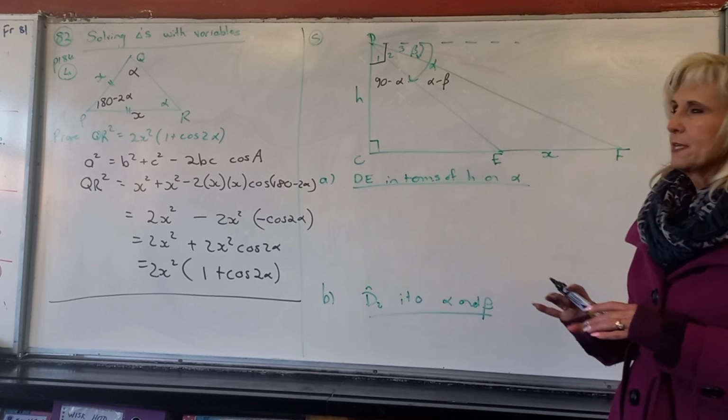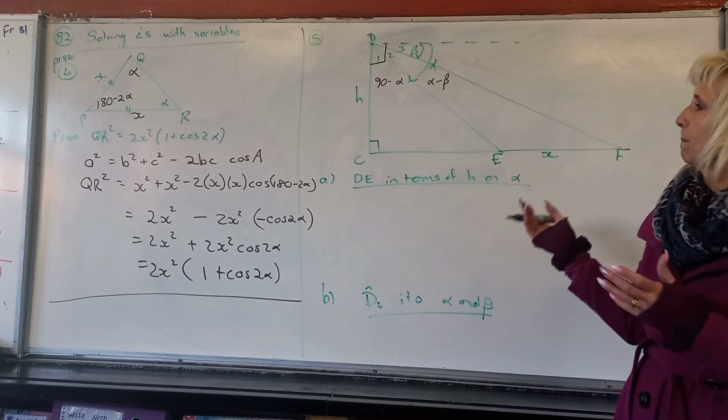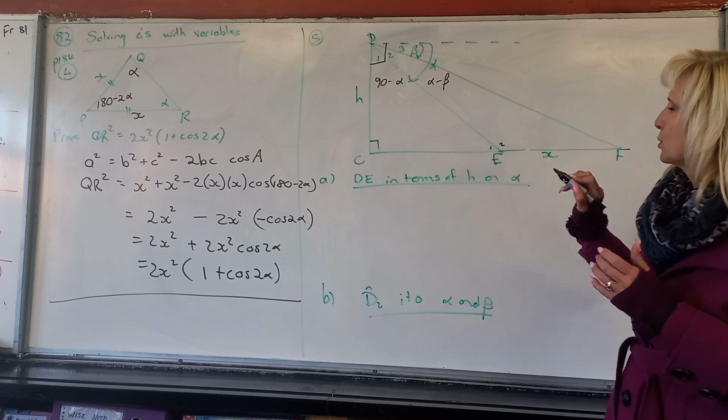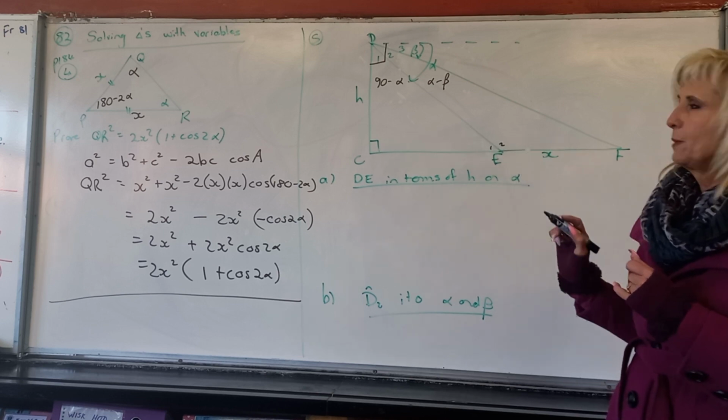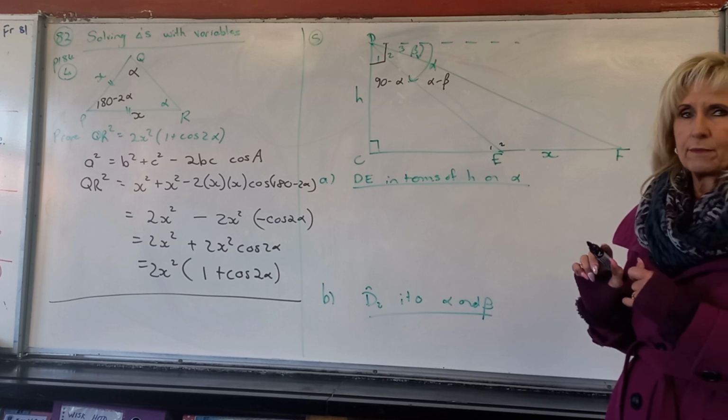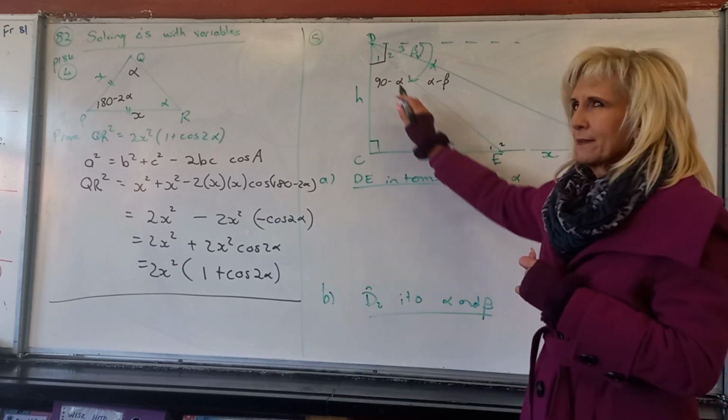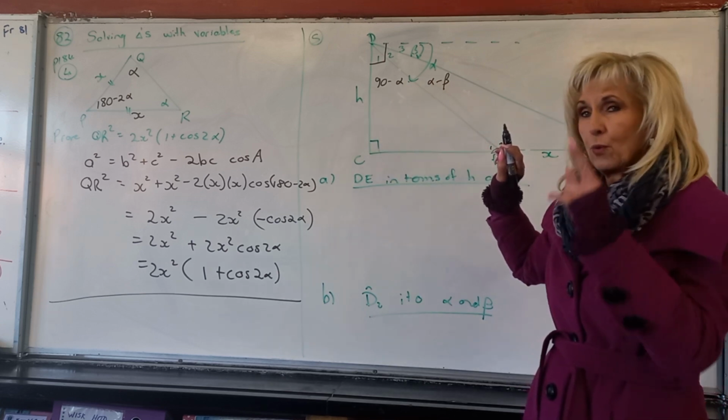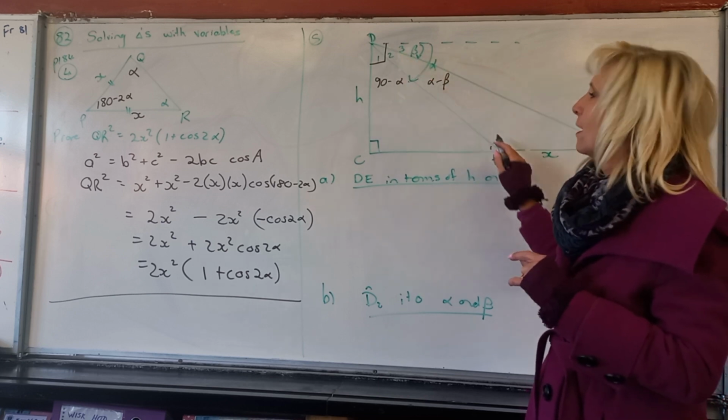Can I get some more of these angles? Yes. Where? E, which one? E1. E1 would be? Alpha. Exactly how? Sum of the angles of a triangle? Or alternate angles. Alternate angles.